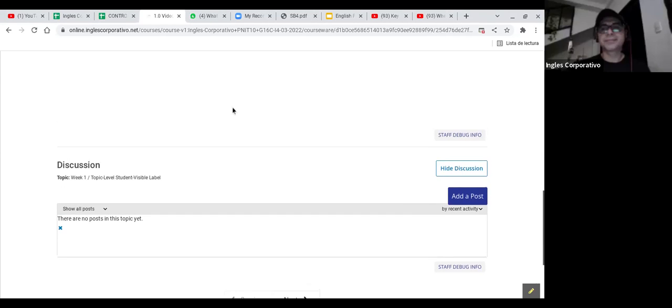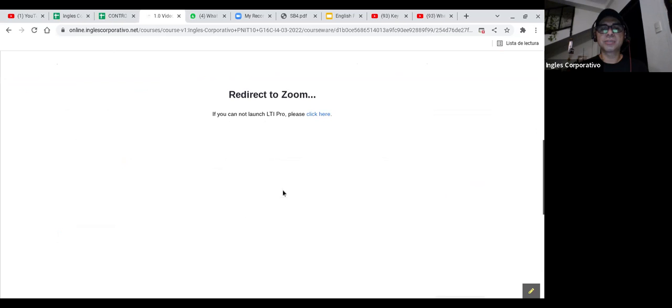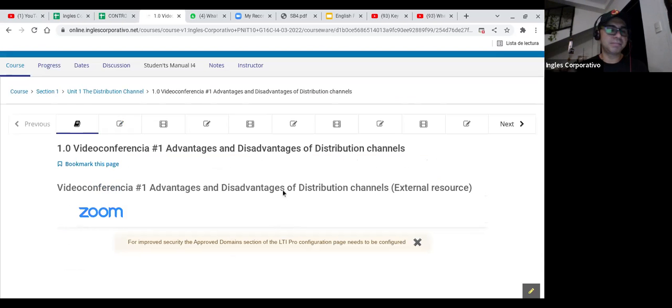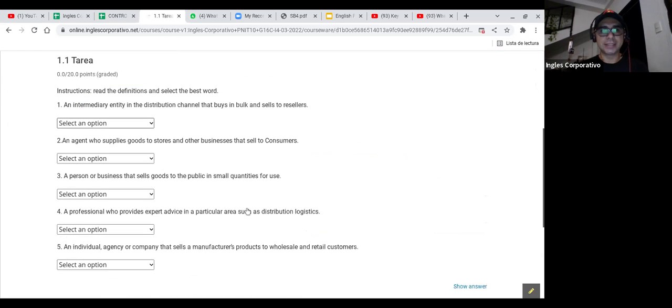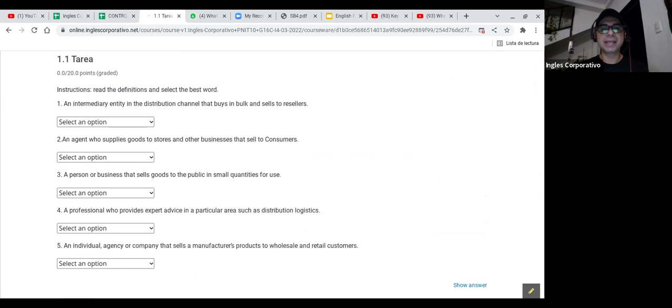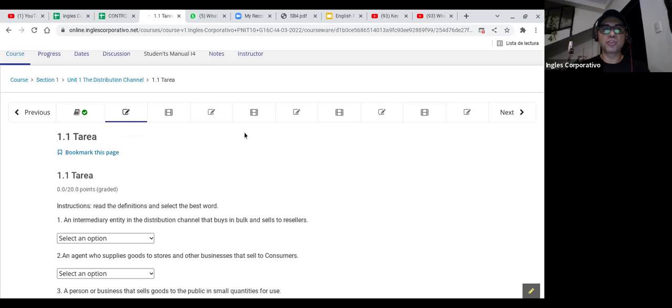Okay, very well. So let's go back to the platform here. Just remember that at the end of every class, there's going to be a question here for us to discuss. It can be regarding grammar, it can be any question related with the topic, or it can be any other kind of question. The homework for today is 1.1. Read the definitions and select the best word. It's just five questions. You are going to read the situation, and then we're going to take what is the best option. Okay, and also remember that here you can download the manual for the group, for the whole module.